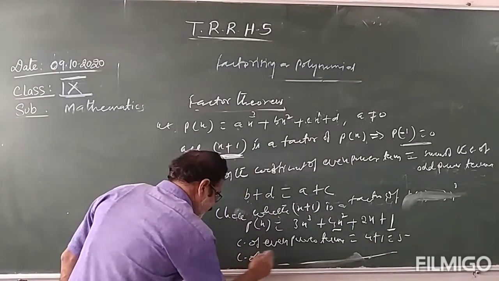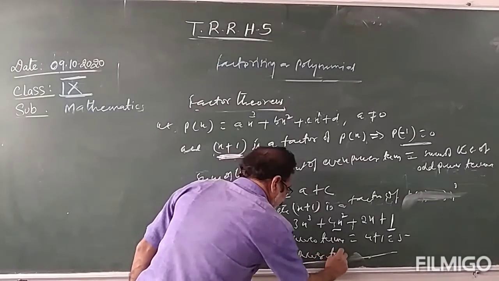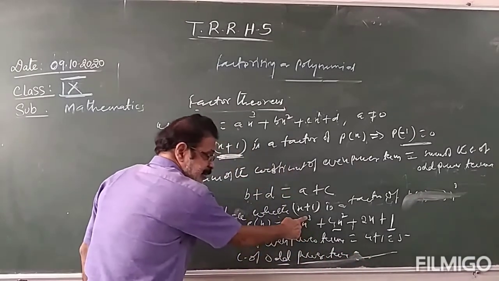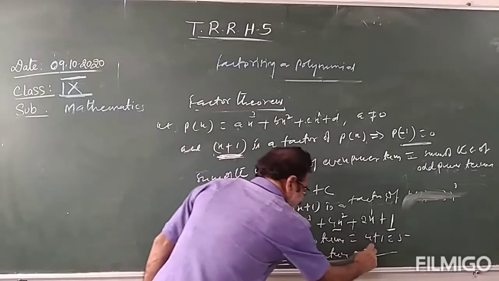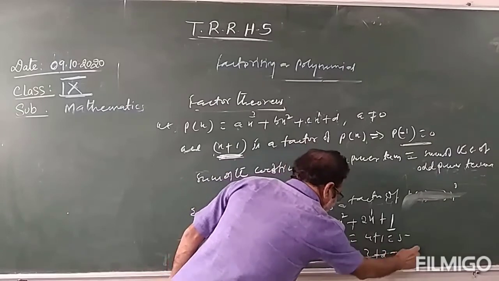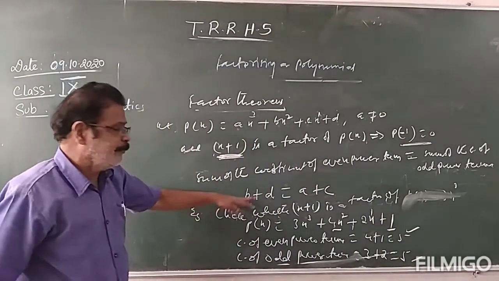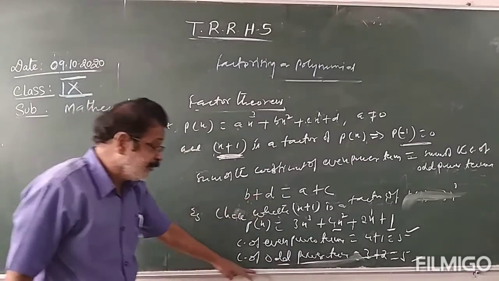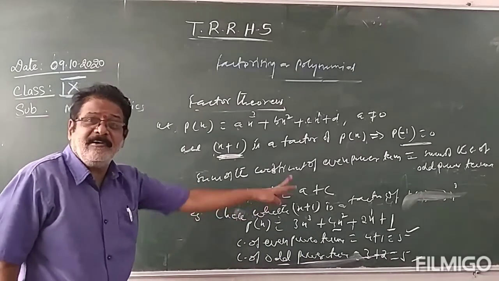Sum of the coefficients of odd power terms. 3 is the odd power, 1 is the odd power. Odd power coefficient is 3, and here the odd power coefficient is 2. 3 plus 2, 5. Both are equal, 5 equals 5. The sum of the coefficients of even power terms equals the sum of the coefficients of odd power terms. That is, b plus d equals a plus c.